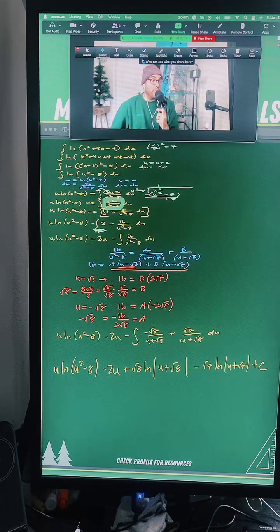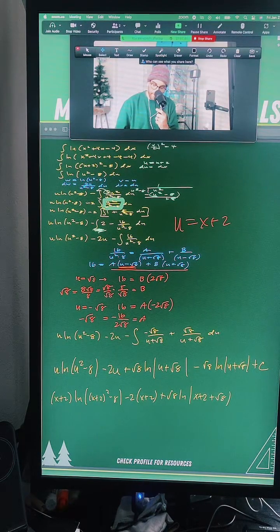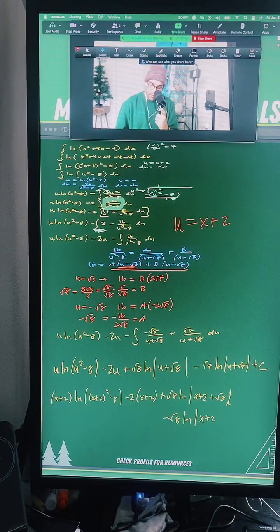All right, guys. Remember, u was equal to x plus 2. In the very beginning, u was equal to x plus 2. So that's exactly what I'm going to plug in there. So I have x plus 2 natural log of x plus 2 squared minus 8 minus 2 times x plus 2, plus root 8 natural log of x plus 2 plus root 8. It doesn't even fit, guys. Minus root 8 natural log of x plus 2 plus root 8, plus c.